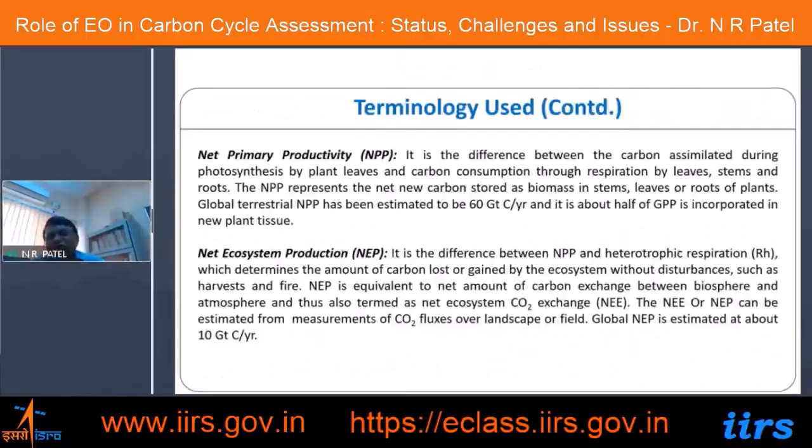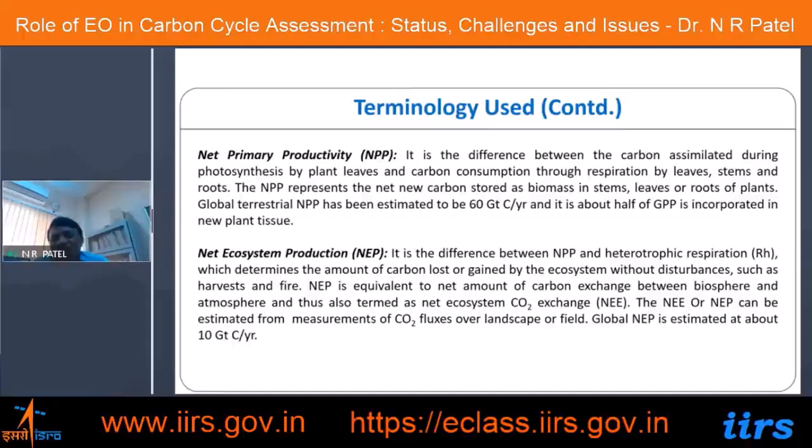Then another term is net primary productivity, because whatever gross amount of carbon is fixed by photosynthesis, all is not utilized for biomass. There is a difference between the carbon assimilated through photosynthesis and the carbon released or consumed by respiration through leaves, stem and roots. As I said earlier, there is an uptake of carbon via photosynthesis and a release of carbon via respiration by vegetation.